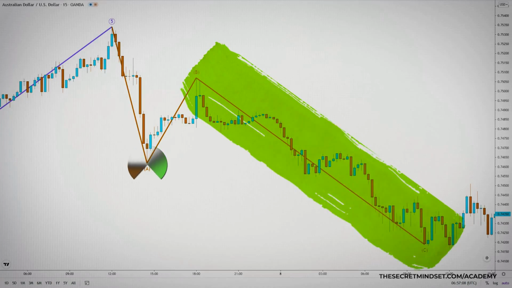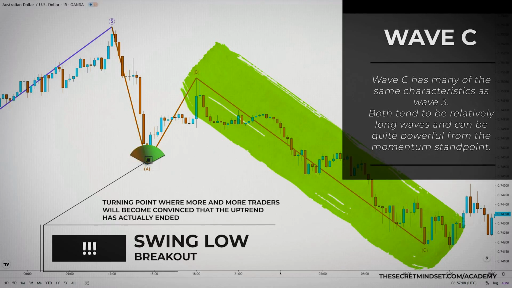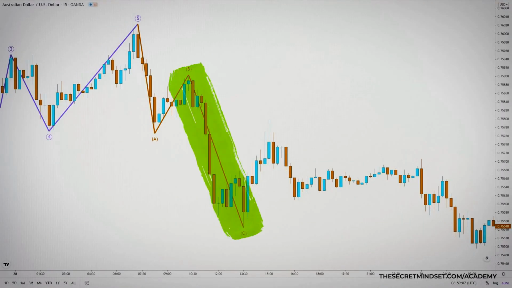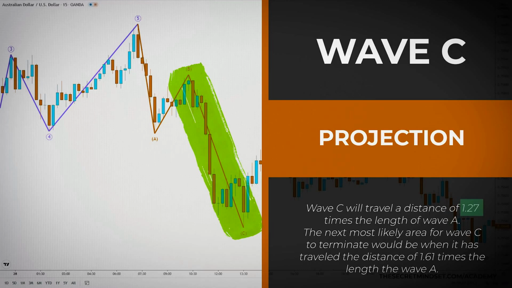When the wave B swing low is taken, that event will mark a turning point where more and more traders will become convinced that the uptrend has actually ended and the market is poised for lower prices. Wave C has many of the same characteristics as wave 3. Both wave C and wave 3 tend to be relatively long waves and can be quite powerful from the momentum standpoint. Wave C is often equivalent to the length of wave A. Wave C may also travel a distance of 1.27 times the length of wave A. After this distance, the next most likely area for wave C to terminate would be when it has traveled a distance of 1.61 times the length of wave A.